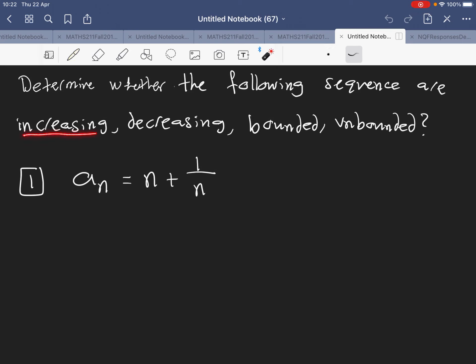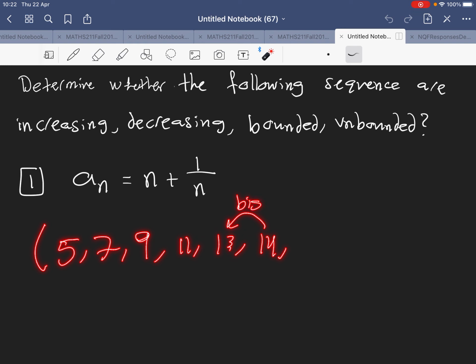Well, an increasing sequence is like an increasing function. It means the numbers are getting higher and higher, so every term is bigger than the previous one. We call this an increasing sequence.